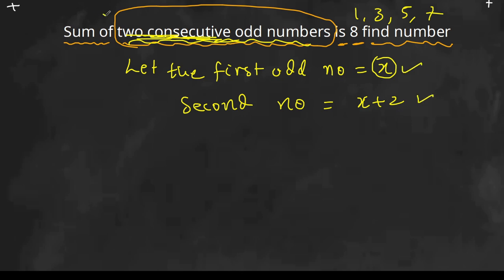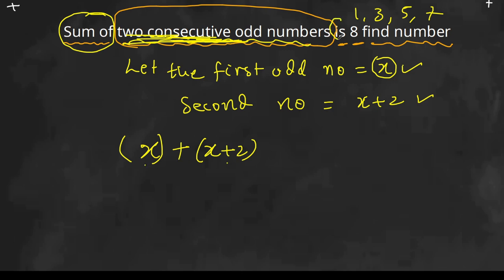Now move to the next word. Sum of. किसका sum करना है भाई? दो consecutive odd numbers का. So we have the two consecutive odd numbers. The first is x and the second is x plus 2. इन दोनों का क्या करना है? We are supposed to add. And when we are adding, it is equal to, and the value we are getting is 8.